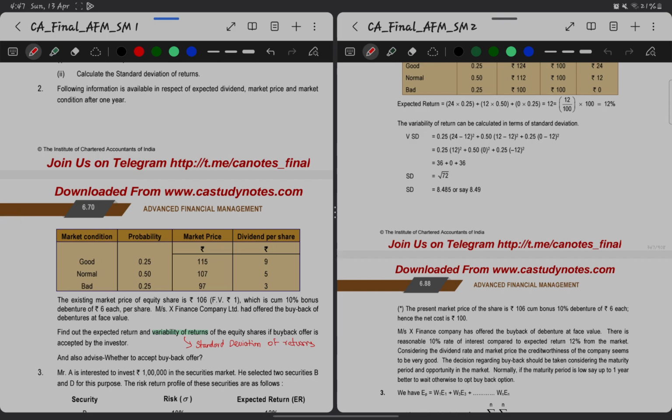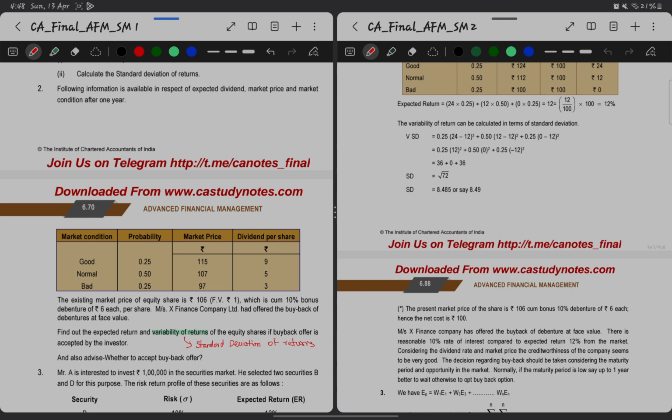Messrs X Finance Company Limited had offered the buyback of debentures at face value. Now they are trying to buy back the debentures, which is 6 rupees. Find out the expected return and variability of returns of the equity shares, which is nothing but the standard deviation of returns, if the buyback offer is accepted by the investor.